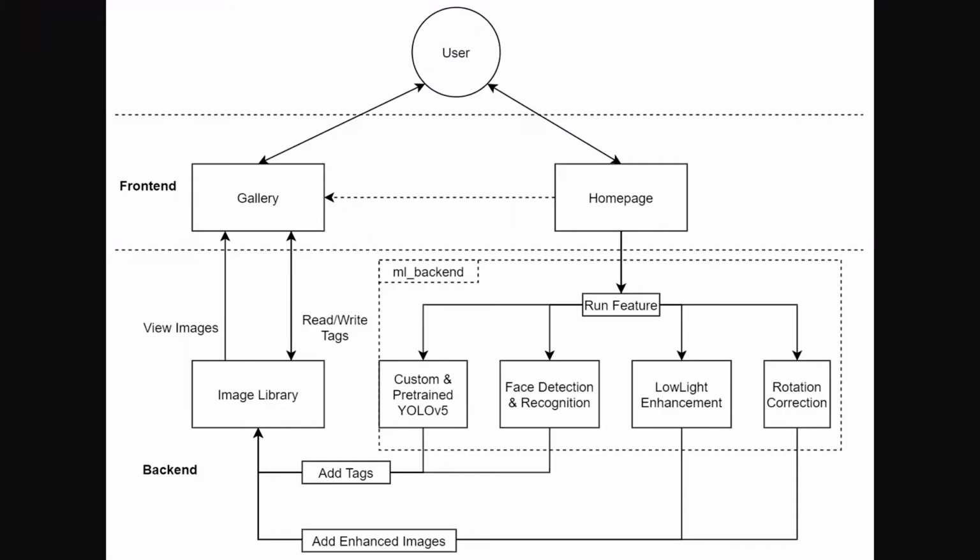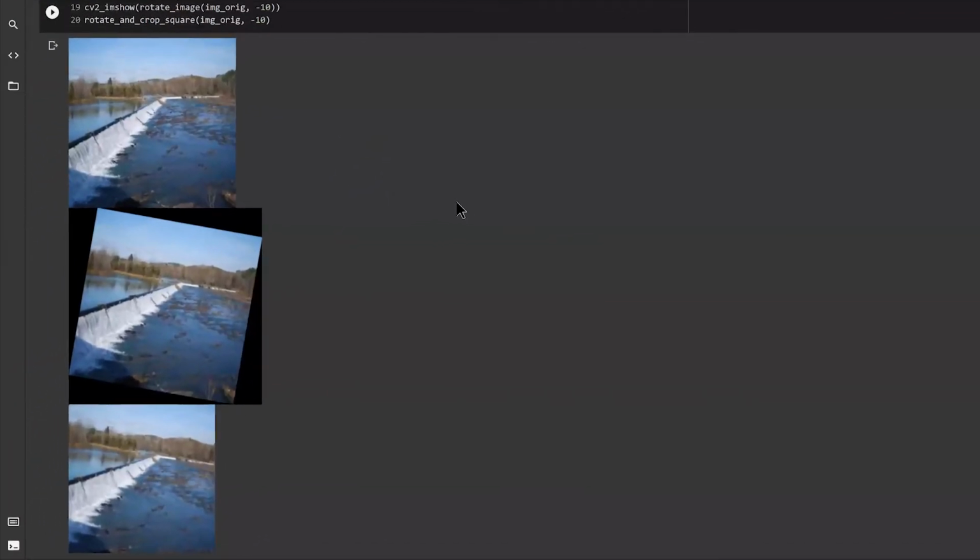For the rotation correction feature, a custom trained model first detects if an image is crooked. If the image is more than slightly crooked, the model will straighten it. The dataset was formed by taking sample images and rotating them and cropping them so that there are no black bars, using how much it was rotated by as the label.